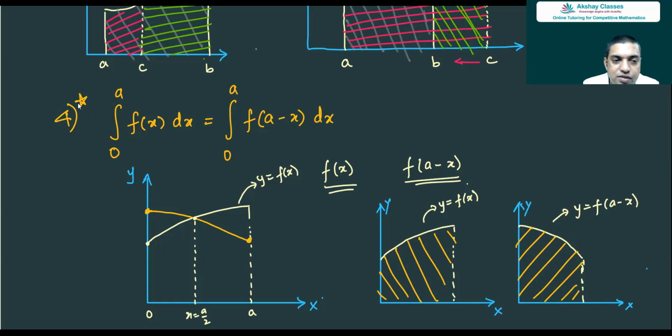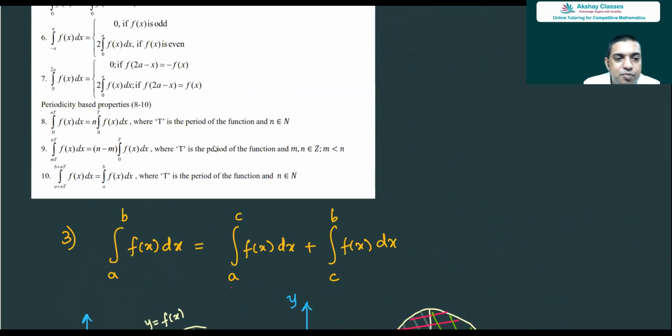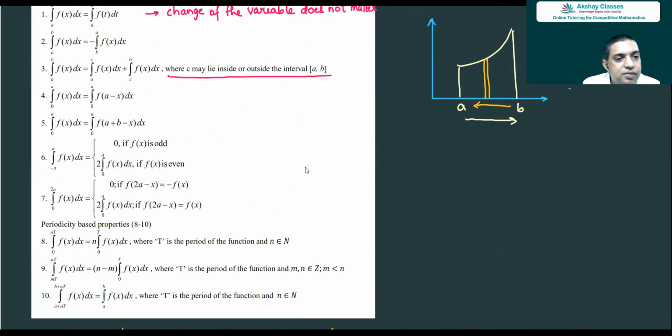Okay, so that's why this is an important property, very, very often used. And we will do a few problems straight away on this. This fifth property is just an extension of this. This is a mistake written here.